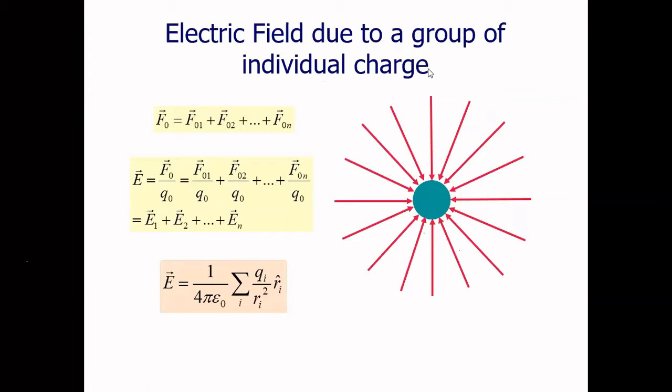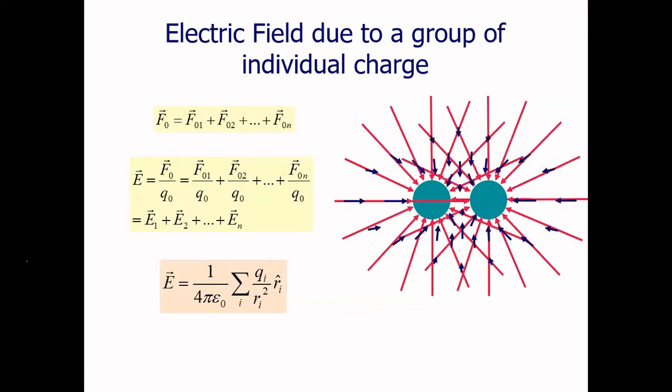So the electric field, what about if you have a group of individual charges? If you don't only have one charge, you have a number of charges in the vicinity of a certain charge of interest. I think we talked about that when we were discussing Coulomb's force: the principle of superposition. From Coulomb's law, if you have a lot of charges surrounding a given charge, then the force on that particular charge is just a vector sum of the forces due to each individual charge. That is what is called the principle of superposition. The same principle also applies to the electric field.